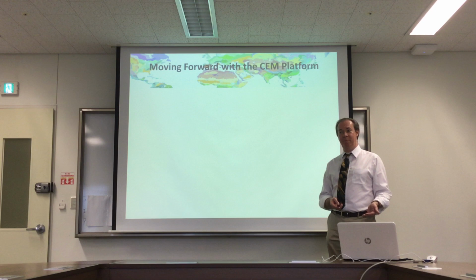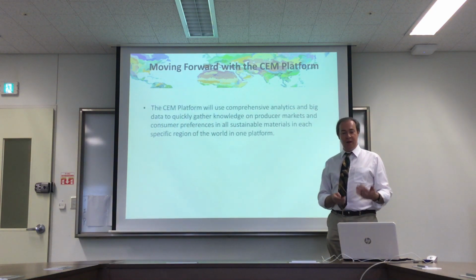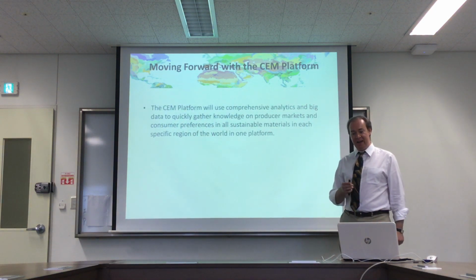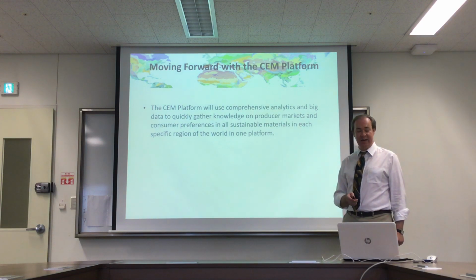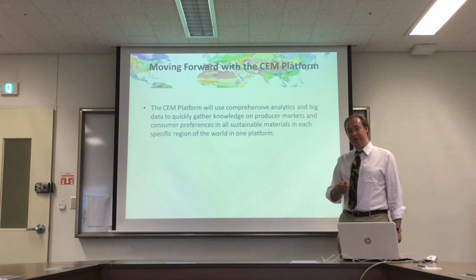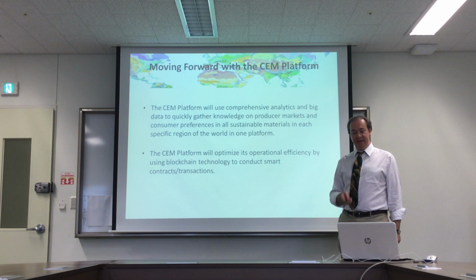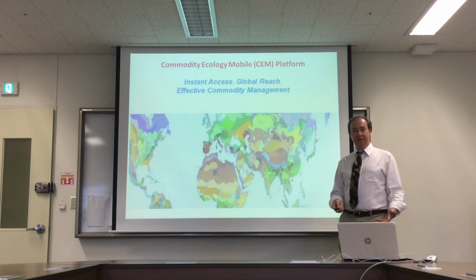Moving forward with the CEM platform, where is it going to go? The CEM platform will use comprehensive analytics and big data to quickly gather knowledge on producer markets and consumer preferences in sustainable materials in each specific region of the world in one platform. The CEM platform will optimize its operational efficiency by using blockchain technology to conduct smart contracts and transactions in the next prototype. This is the last slide, which summarizes where we have been.